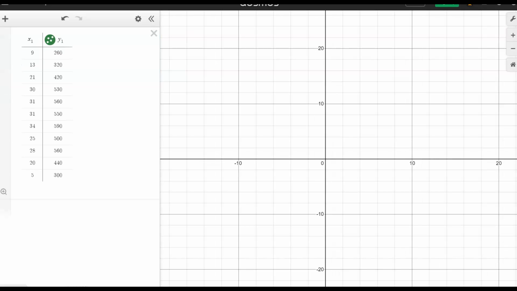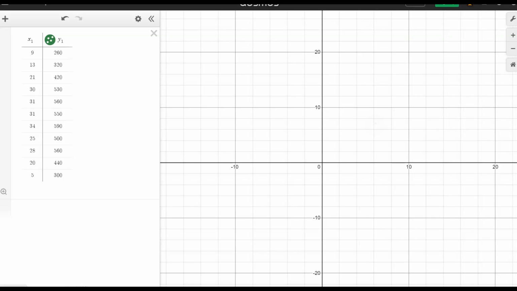When I put my data in a table in Desmos like this, it automatically plots the points for me. Now I can turn that off by touching this green circle with the dots on it, and then it's not going to show up. But if I touch that again, then it's going to turn that back on, and that means that it's plotting those points. So why am I not seeing any points? The reason I'm not seeing points is because those ordered pairs are outside the window that I'm looking at. So I need to adjust my window.